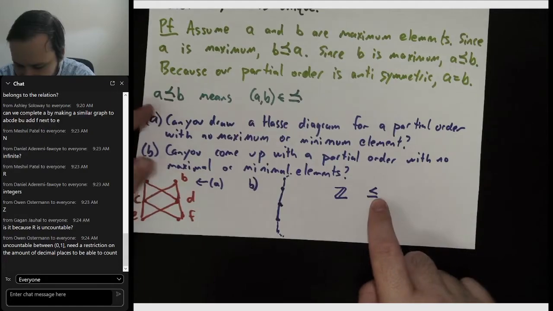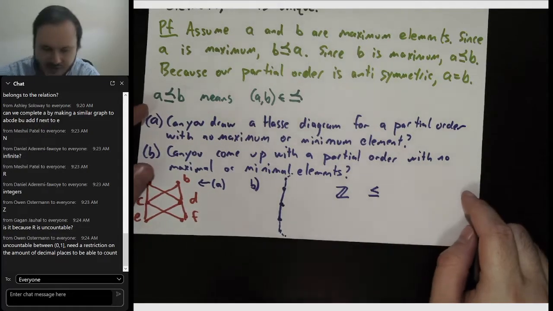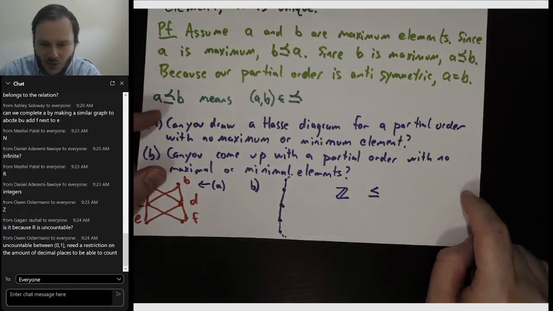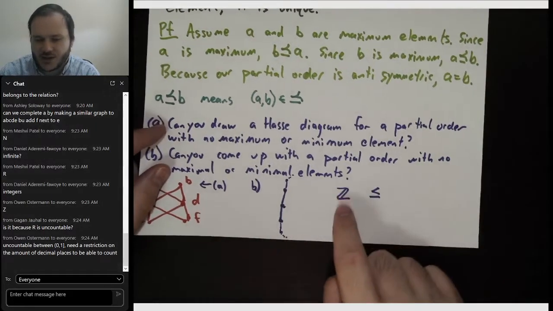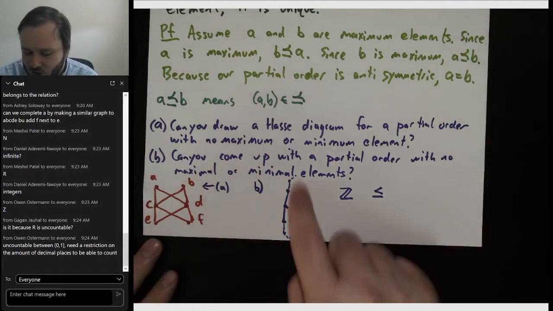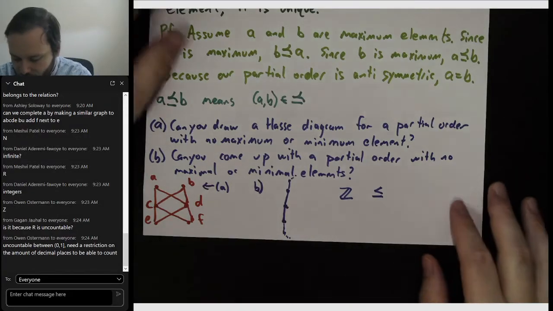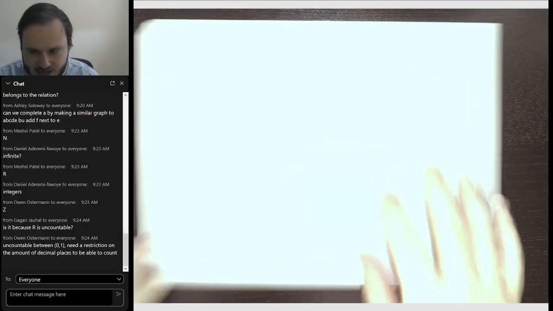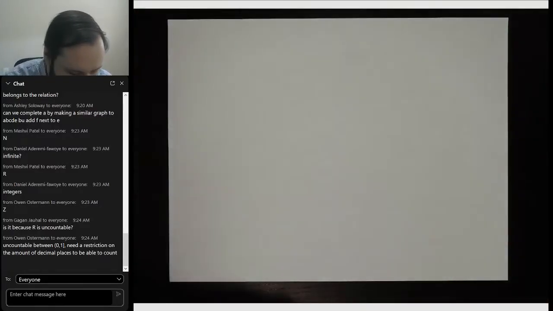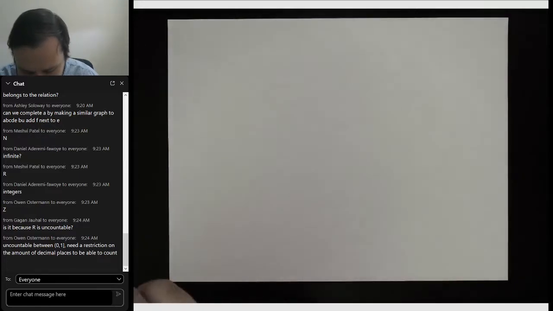Integers Z and less than or equal to is a good example. That one has no maximal or minimal element. There's no biggest integer. There's no smallest integer. It's also true for real numbers, but it's a little bit harder to draw the real numbers in the Hasse diagram. I guess I'll say that. Okay. If I look at a Hasse diagram, I'm also interested in something called the greatest lower bound and the least upper bound.